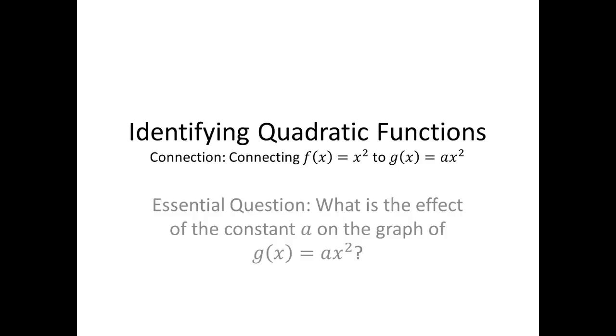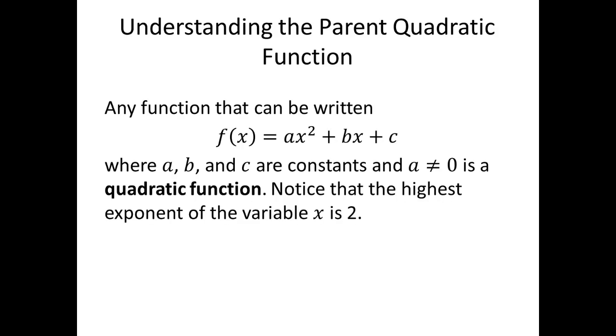In this lesson, we will answer the question, what is the effect of the constant a on the graph of g of x equals ax squared? First, we need to understand what a quadratic function is. Any function that can be written in the following form, where a, b, and c are any numbers, and a is not equal to 0, is called a quadratic function. Notice that the highest exponent of the variable x is 2, or the degree of this function is 2.